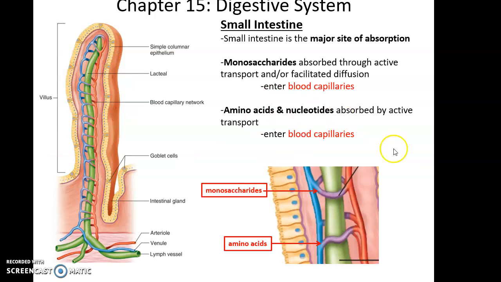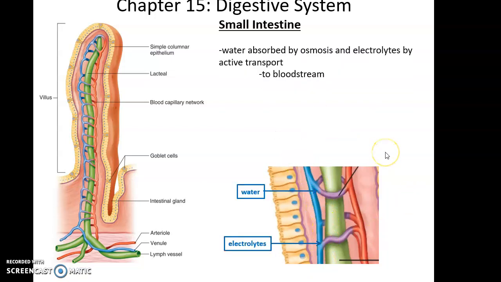So the monosaccharides, the simple sugars, and the amino acids and nucleotides all go straight into the blood capillaries. They travel via active transport and/or facilitated diffusion into and through the epithelial lining and then enter the bloodstream. Water also is absorbed by the lining of the small intestine by osmosis, and that goes into the bloodstream. And electrolytes, so salts, are also absorbed by active transport and sent to the bloodstream.